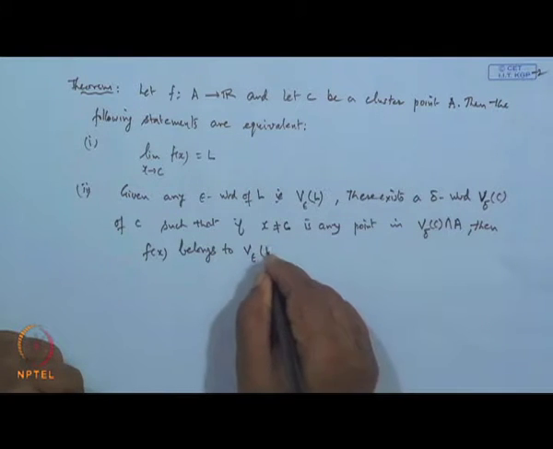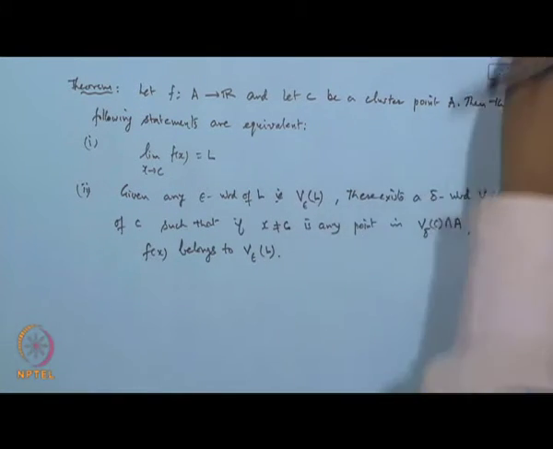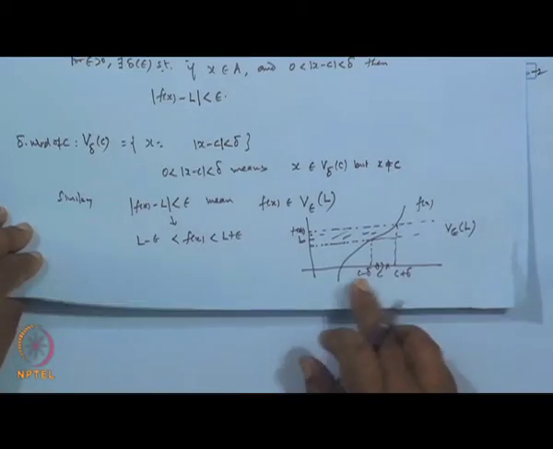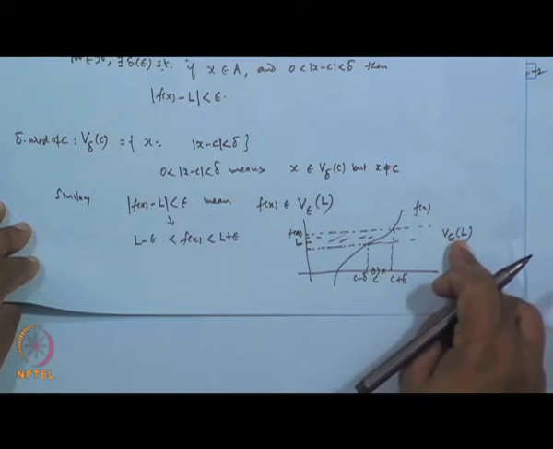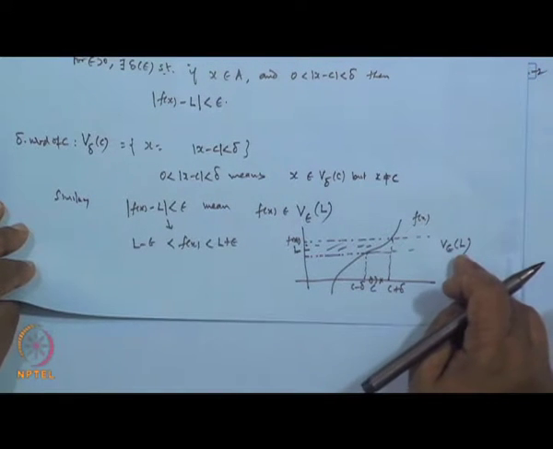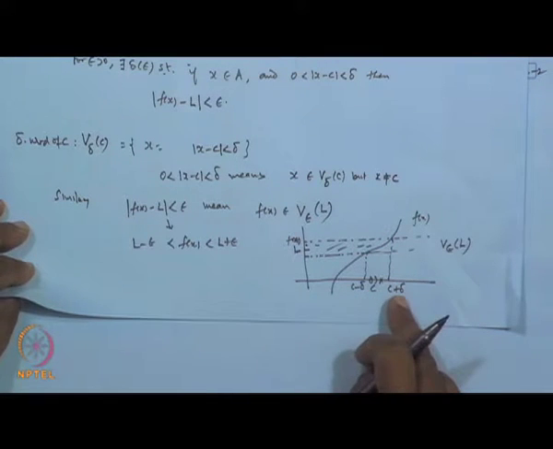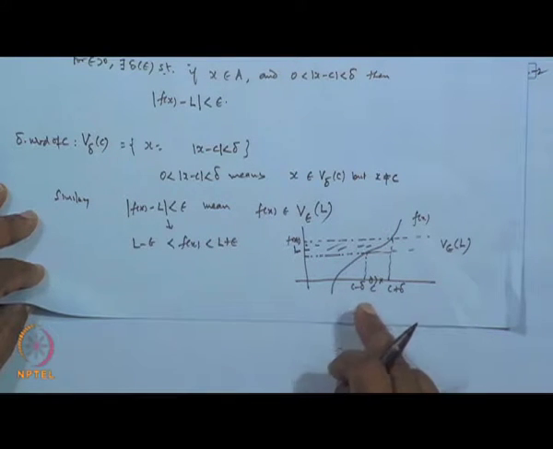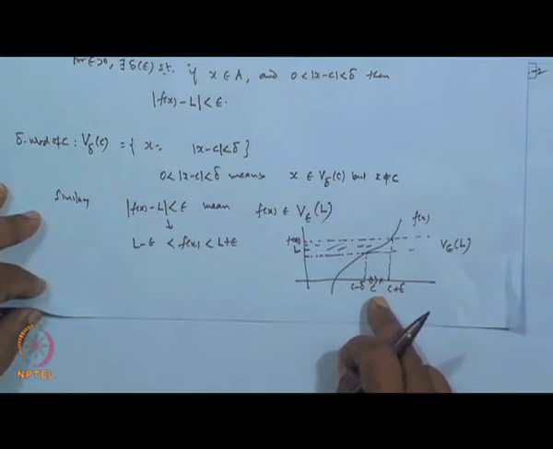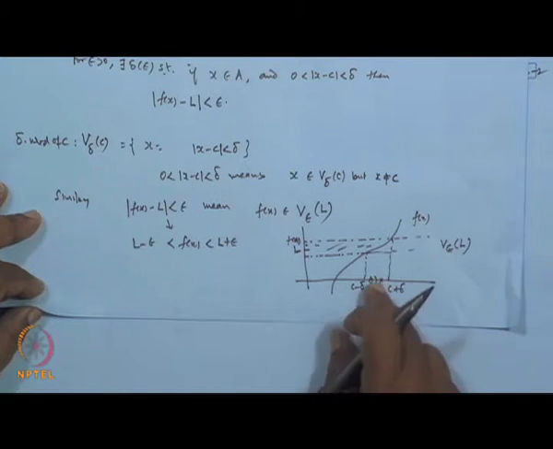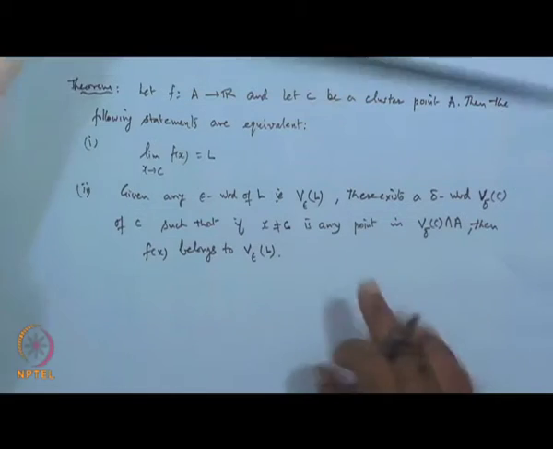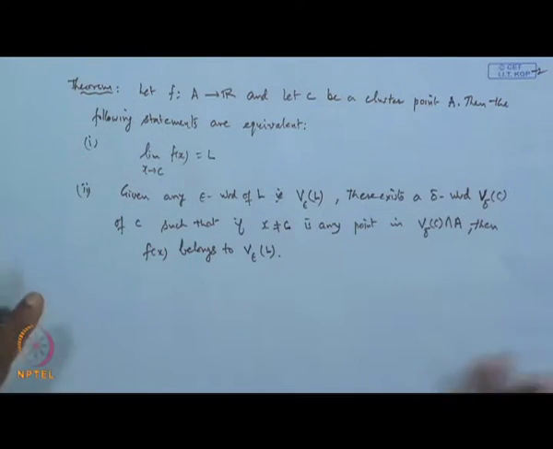the epsilon neighborhood of L. And what I explained in this figure is that for any epsilon greater than 0, or in any epsilon neighborhood of L, correspondingly we can find a delta neighborhood of c such that if x, which is different from c, lies in this interval, then the image will fall here. That is the meaning. So, both are equivalent definitions.